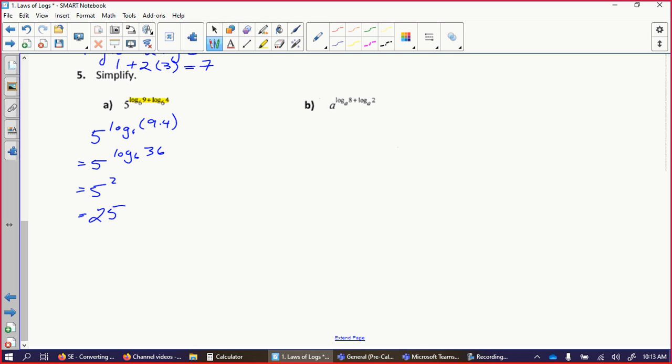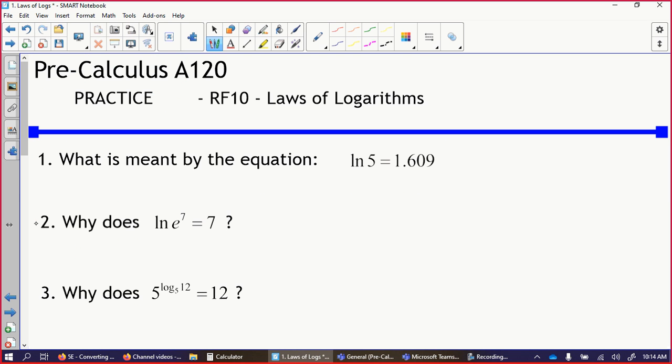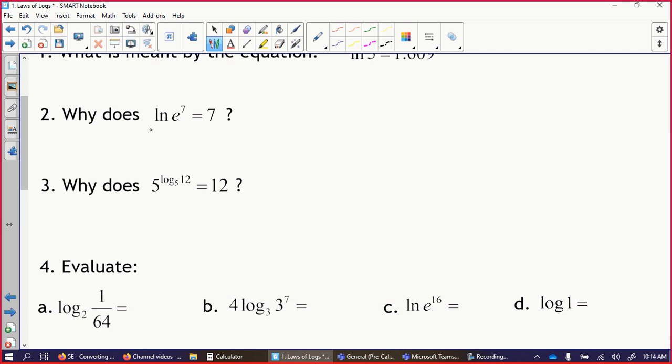Oh, 25. This one you've got A's, so it's going to be slightly different. So that's some that you can practice on. What is meant by the expression? So these are some basic reviews. Why does that equal 7?